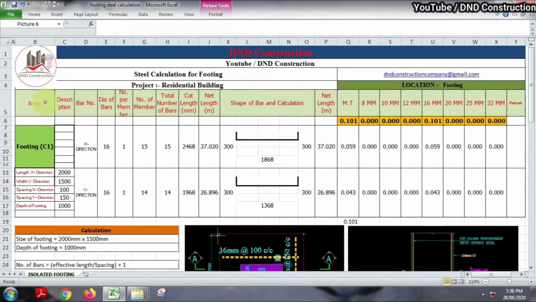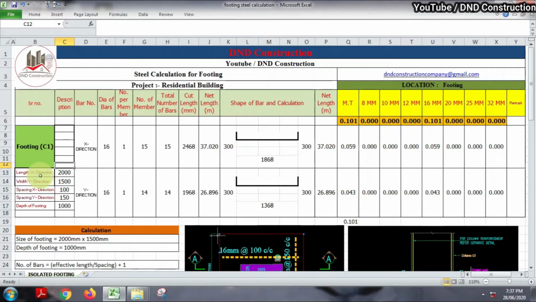So friends, as you can see, this is our description row. In these different descriptions there is the shape of the bar, and in this portion is the steel. In this portion we have given the steels of 8, 10, 12, all the way up to 32 mm bars. So friends, in the serial number we will put the footing number. As this column is C1, I have written C1. Whatever description there will be, we can put in this description. So I have kept footing C1 column footing.